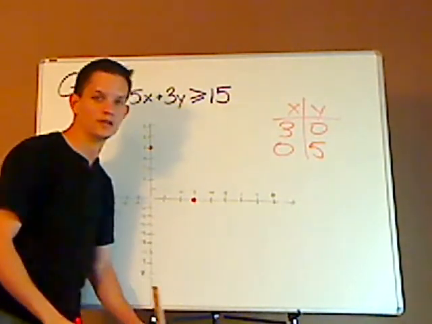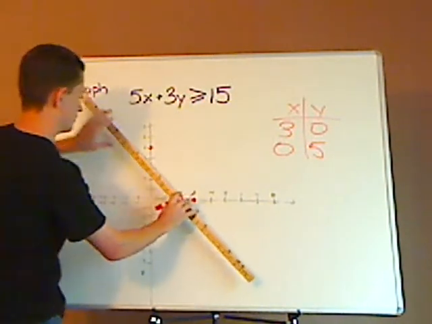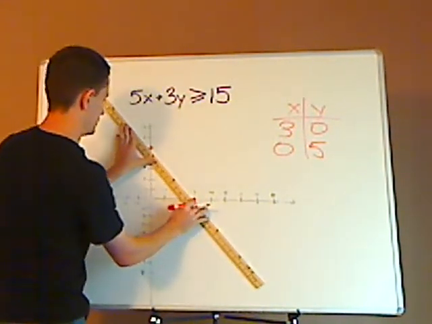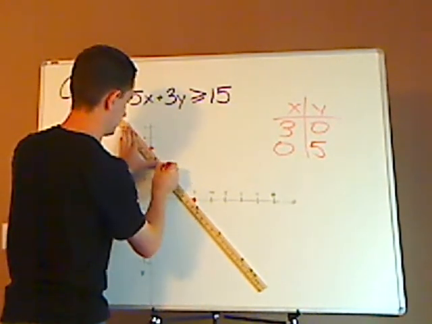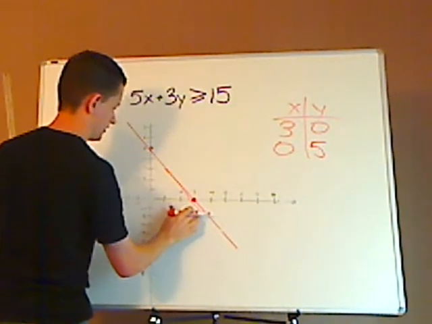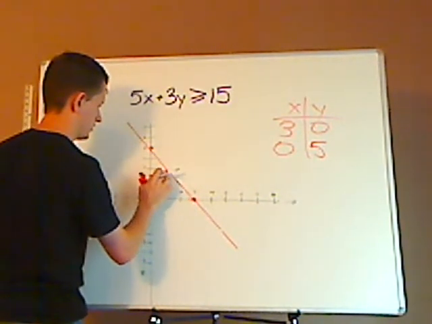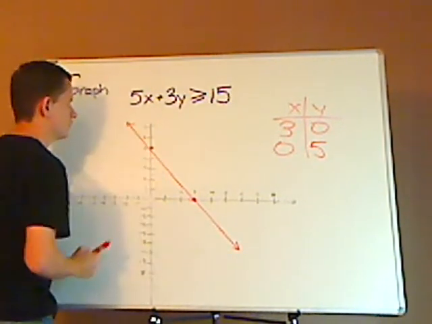Now, since this is an or equal to, that means it's going to be a solid line. So let me graph the line. Whoops. Or shifted on me. There we go. Solid line, because it's an or equal to.